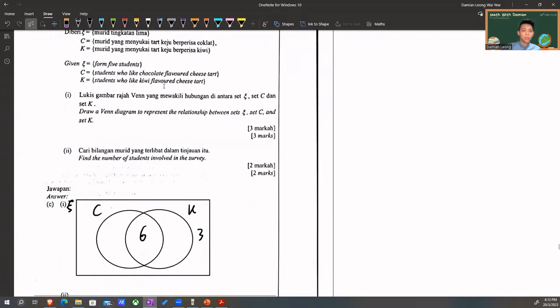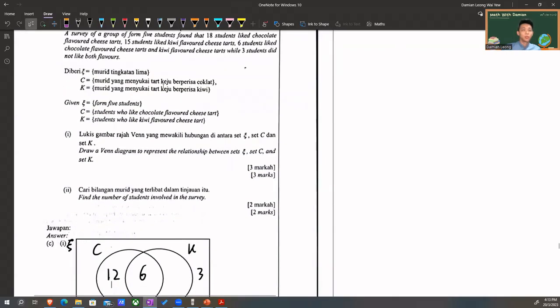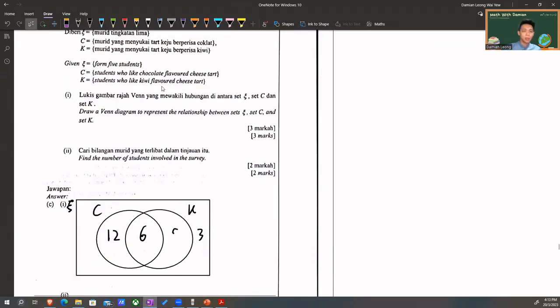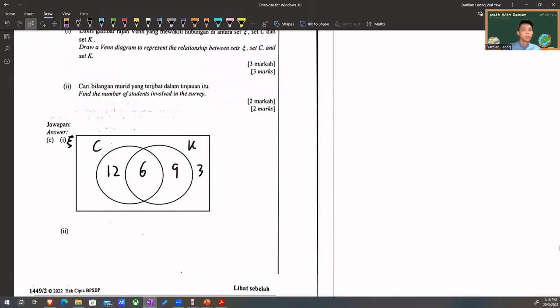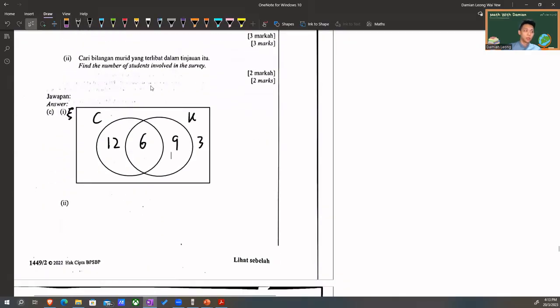So whole set C is 18. So here is 6, means here must be 18 minus 6, 12. Kiwi is 15. 15 minus 6, 9. Yeah, that's the relation here. That's the Venn diagram. So I want number of students involved in the survey. Basically, just add all together. 12 plus 6 plus 9 plus 3.